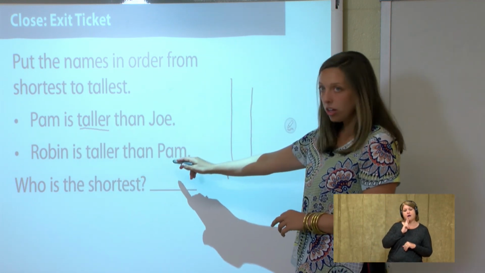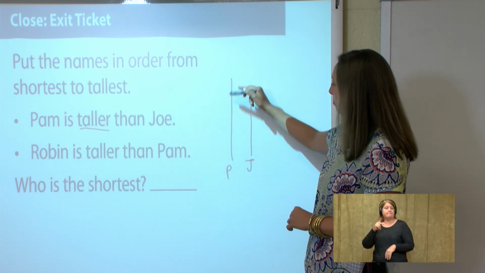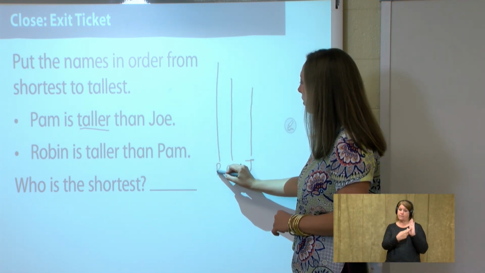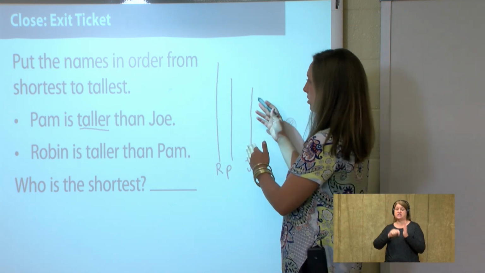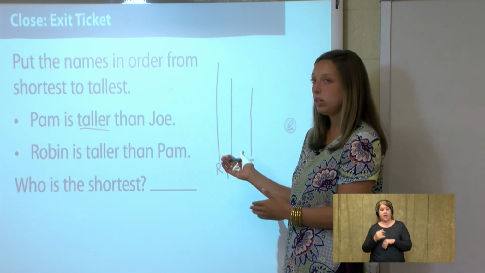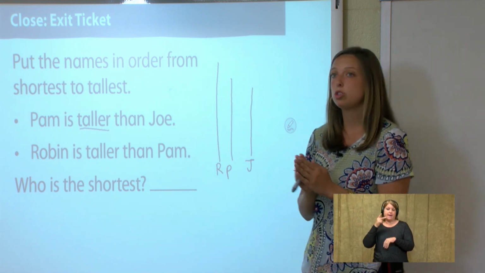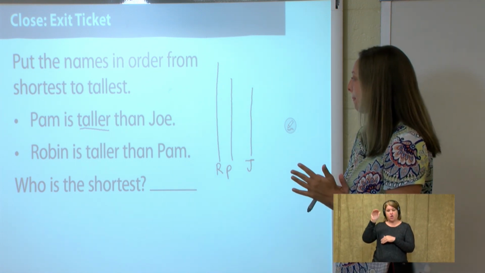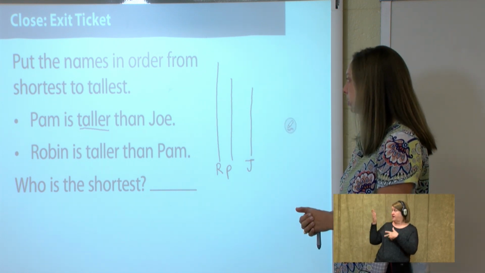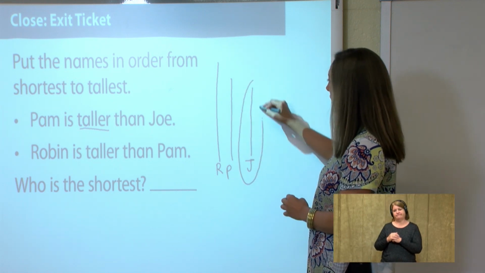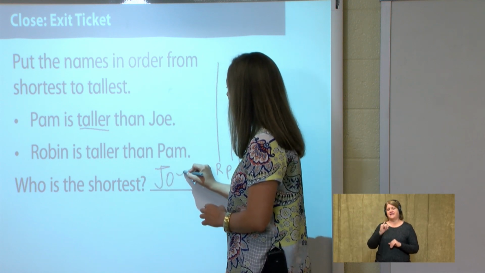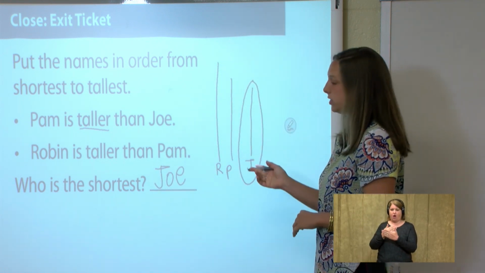Robin is taller than Pam. So looking over here, my Pam, I'm going to have to sketch out Robin, who is taller than Pam. Pam is taller than Joe. Robin is taller than Pam. So looking and reading, who is the shortest? Who is the shortest out of comparing all three? This one right here, our J is for Joe. Joe is the shortest out of all three of the students.